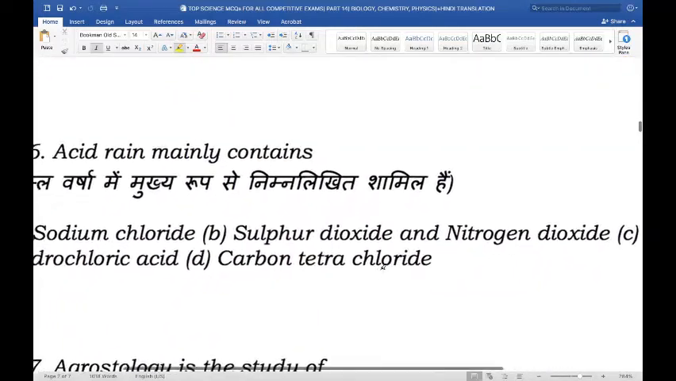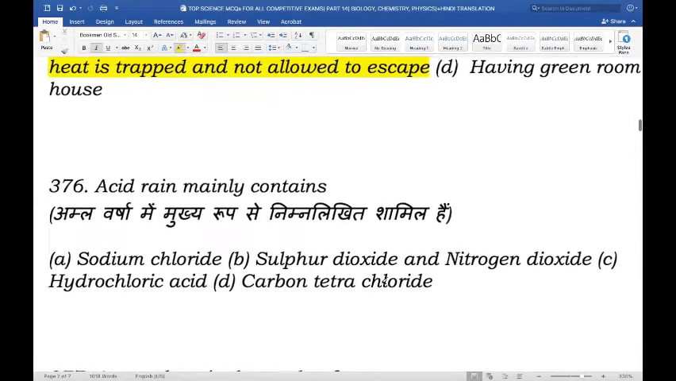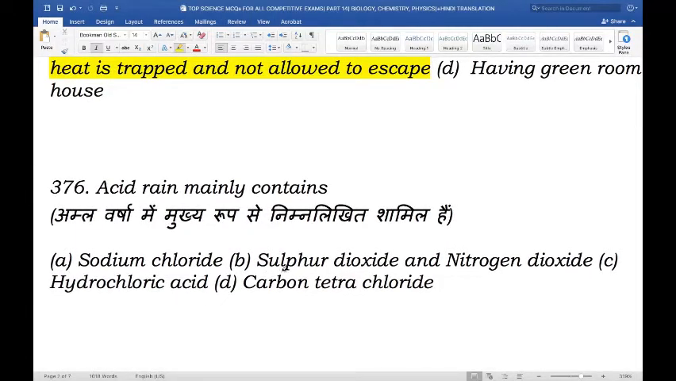Next question. Acid rain mainly contains. So what does acid rain contain? Does it contain sodium chloride, sulfur dioxide and nitrogen dioxide, or hydrochloric acid, or carbon tetrachloride? And the right answer here is sulfur dioxide and nitrogen dioxide. Acid rain results when sulfur dioxide and nitrogen oxides are emitted into the atmosphere and transported by wind and air currents. Sulfur dioxide and nitrogen dioxides react with water and oxygen and other chemicals to form sulfuric and nitric acid. These then mix with water and other materials before falling to the ground.